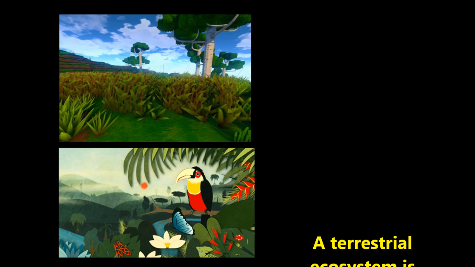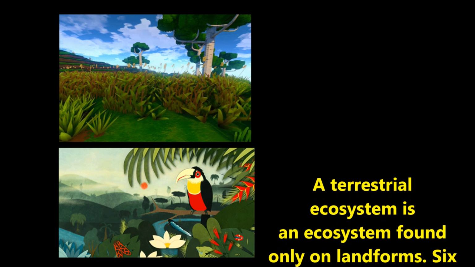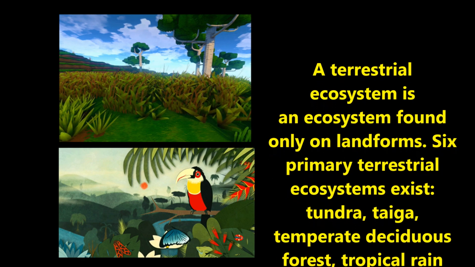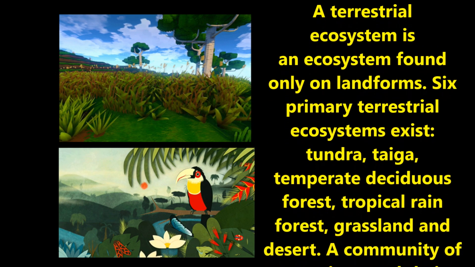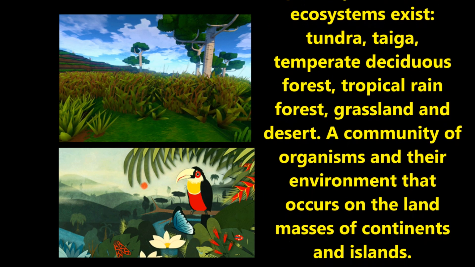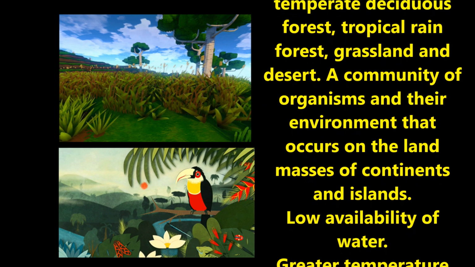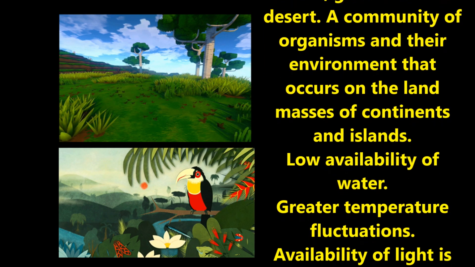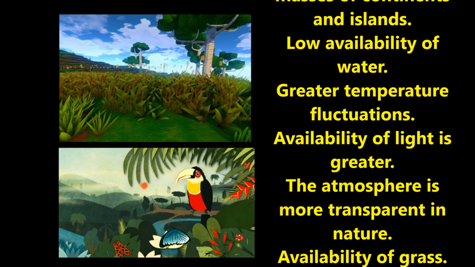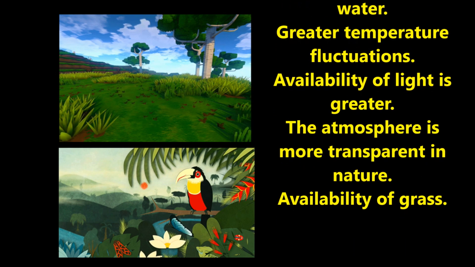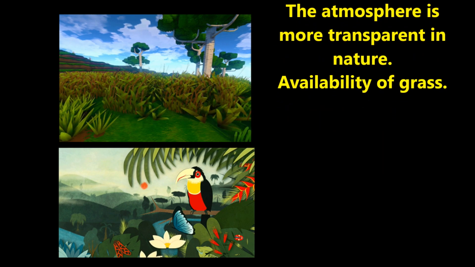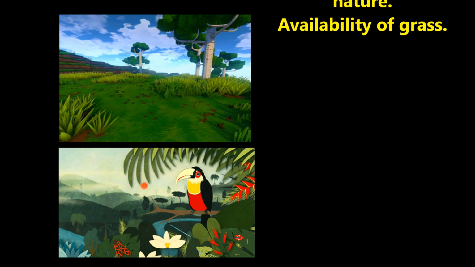Terrestrial ecosystem is an ecosystem found only on landforms. There are six types of primary terrestrial ecosystems. These are called tundra, taiga, temperate deciduous forest, tropical rainforest, grassland and desert ecosystem. It is a community of organisms and their environment that occurs on the land masses of continents and islands. These ecosystems have low availability of water, great temperature fluctuations, and greater availability of light. The atmosphere is more transparent in nature, and there is availability of grasses.